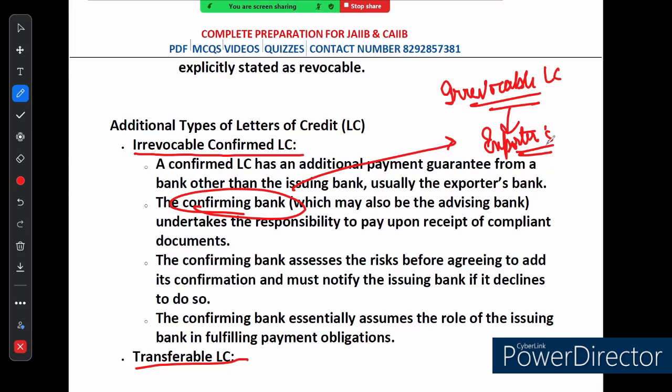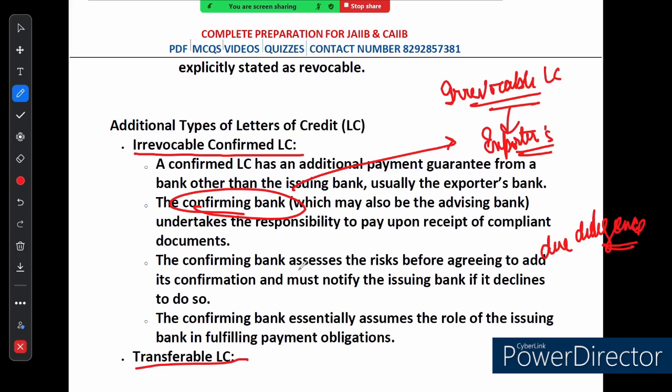This extra layer of security is particularly useful in cases where the seller may have concerns about the reliability of the buyer's bank, because the issuing bank is none other than the buyer's bank. But it is important to note that the confirming bank does not just add its confirmation without due diligence. This is very important. It must take proper due diligence, right? It carefully assesses the risk involved before agreeing to take on this additional responsibility.